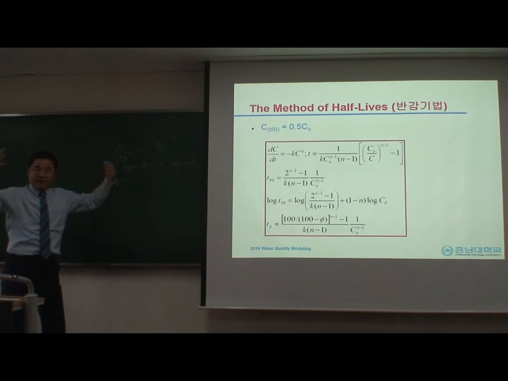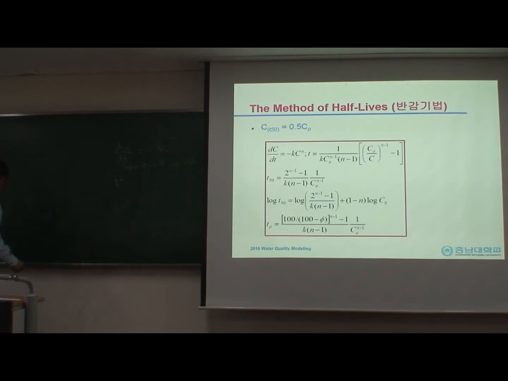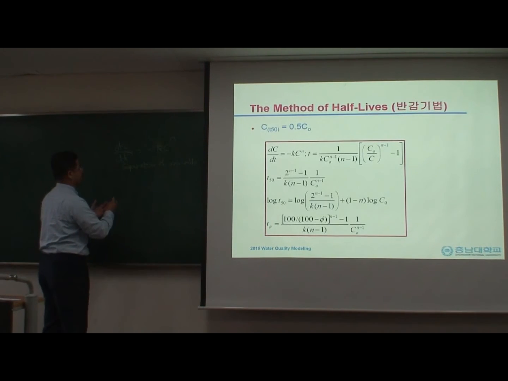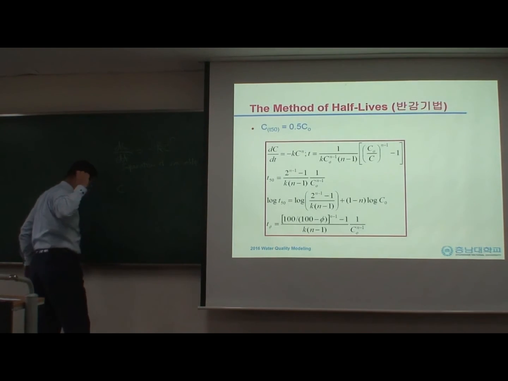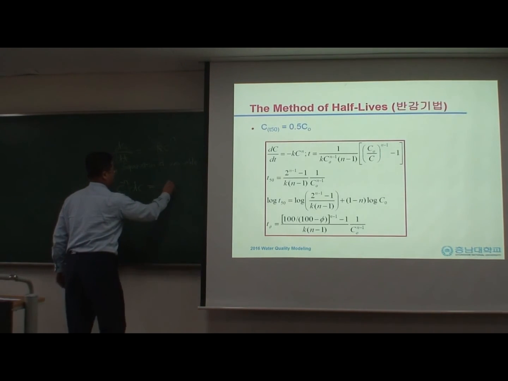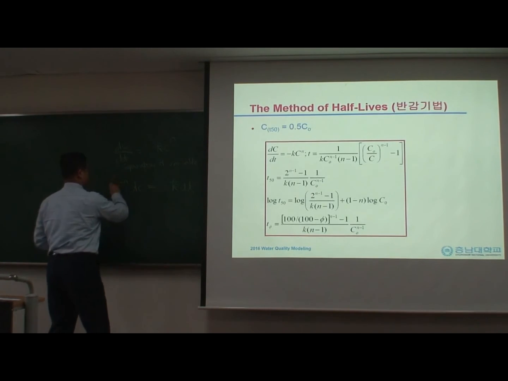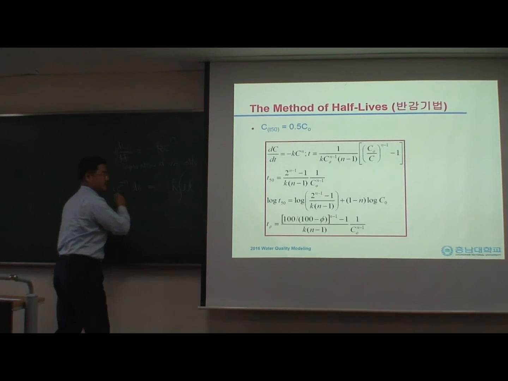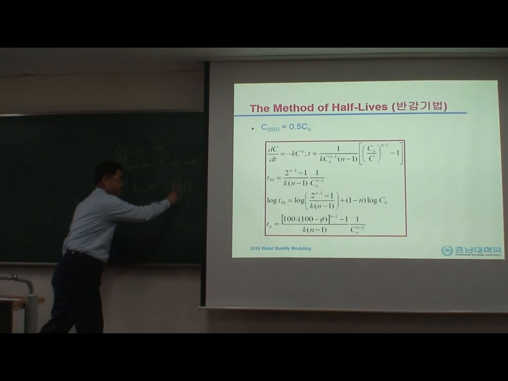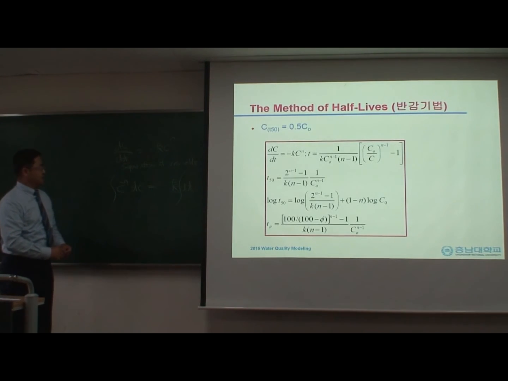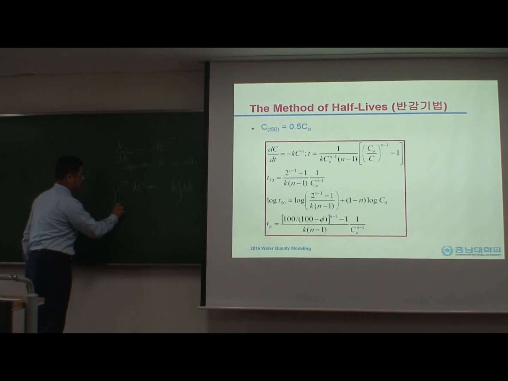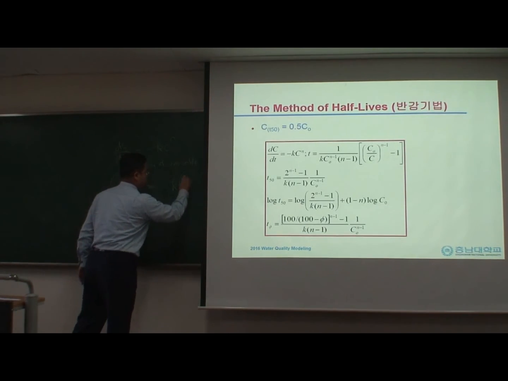and collect the similar terms on each side. So in this case, I can have c to the minus n dc equals k dt, and in here k is a constant, and I can just integrate 1 dt, right? Okay. So then we will just integrate this from c0 to ct, and from 0 to t.